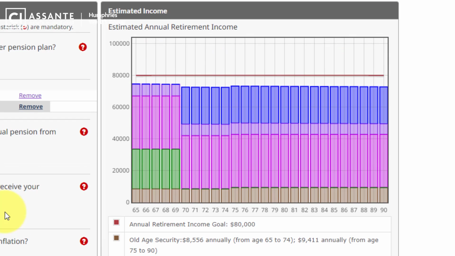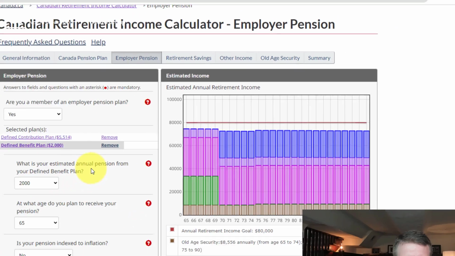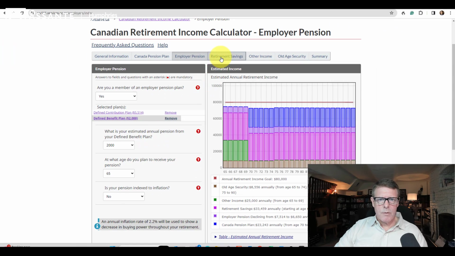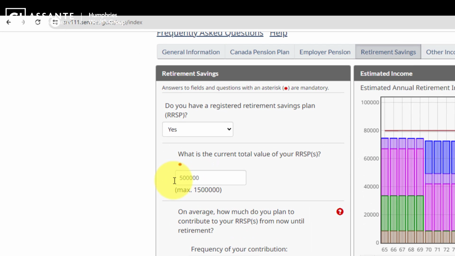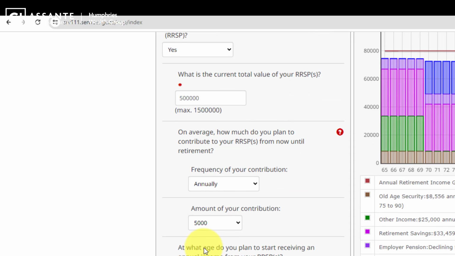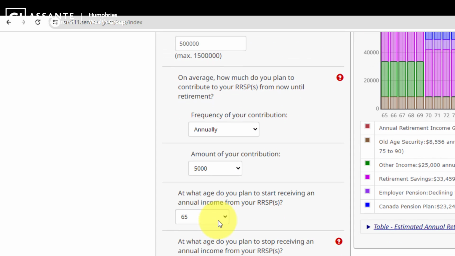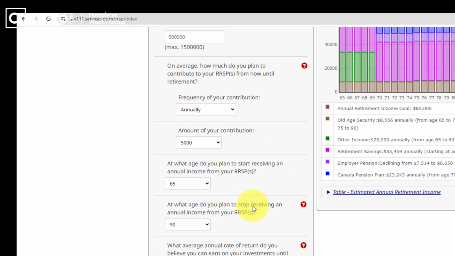So the calculator takes into account the purchasing power of money. Okay, let's look at retirement savings. Under retirement savings, we said, yes, I've got an RSP. I've got $500,000 in that RSP account. I'm adding $5,000 per year until age 65, and I will take income from age 65 to age 90 from that plan.